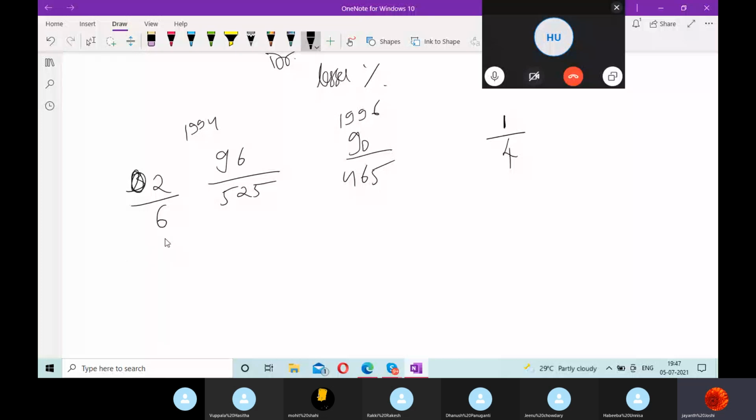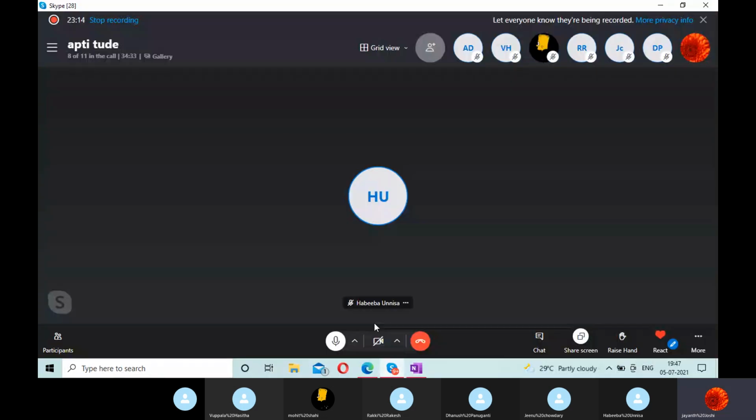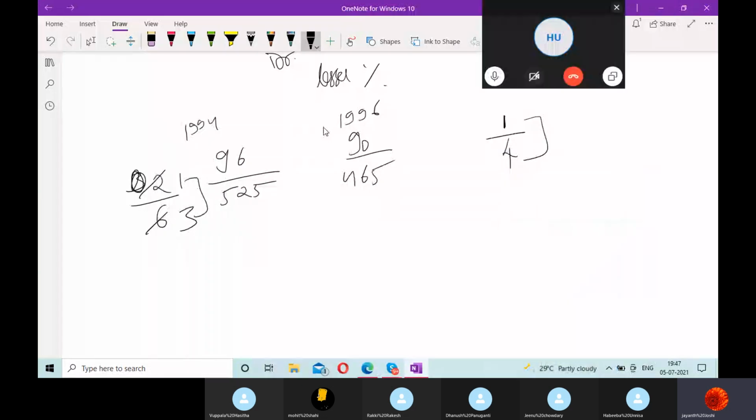So now please tell me, this one is how much? 1 by 3 and this one is how much? 1 by 4. Correct or wrong? Please tell me yes or no. All of you, are you listening to what I'm saying? Are you listening to what I'm saying? What you people are doing, I don't know.